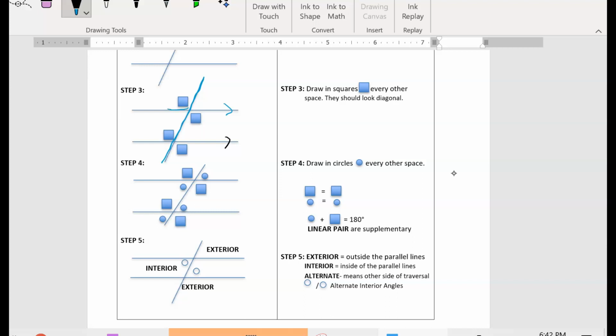If I take a look at this angle in here, this measurement right in here, and see how they both have the squares? These are congruent to each other. Anything with the squares are congruent, and anything with the circles are congruent to each other here. Those are congruent to each other all the way, even this one. So if this was 60 degrees in here, so is this one.